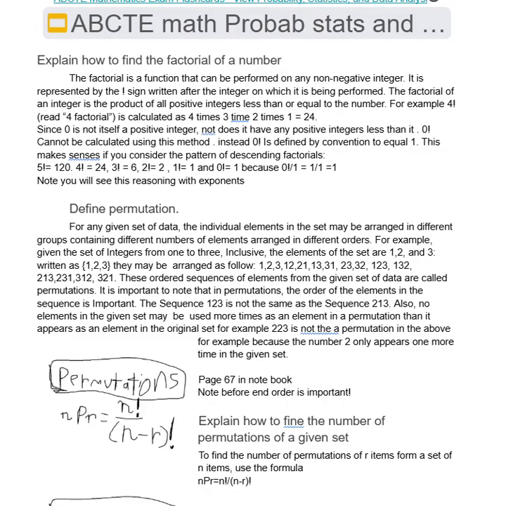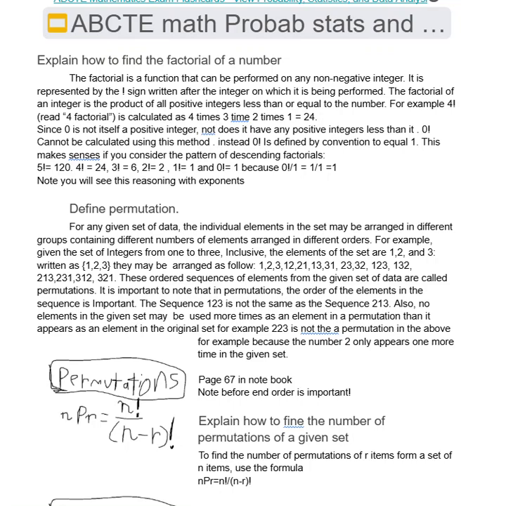Since 0 is not itself a positive integer, nor does it have any positive integers less than it, 0 factorial cannot be calculated using this method. Instead, 0 factorial is defined by convention to equal 1.